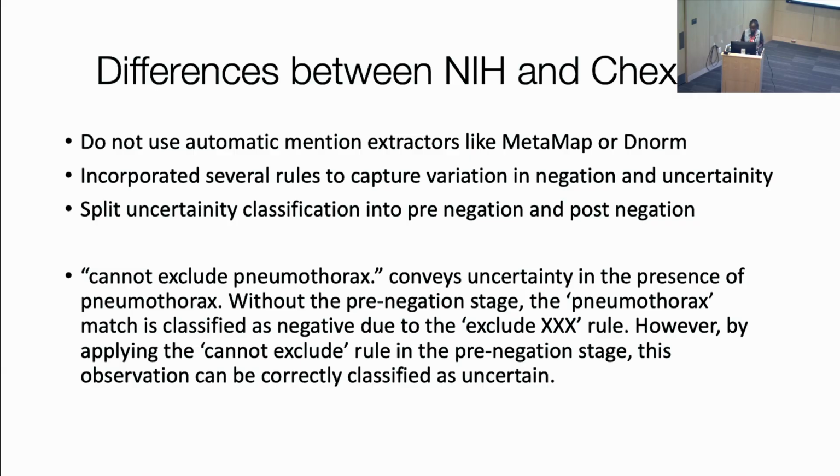For example, this one, cannot exclude pneumothorax, conveys uncertainty in the presence of pneumothorax. But without the pre-negation stage, the pneumothorax would have been classified as negative because of the exclude pneumothorax. So just the language is so important if you're going to use radiology reports for labeling.